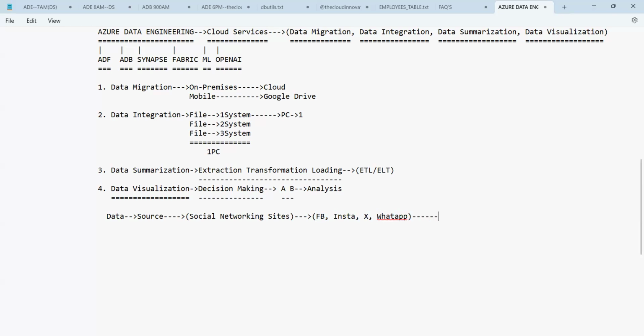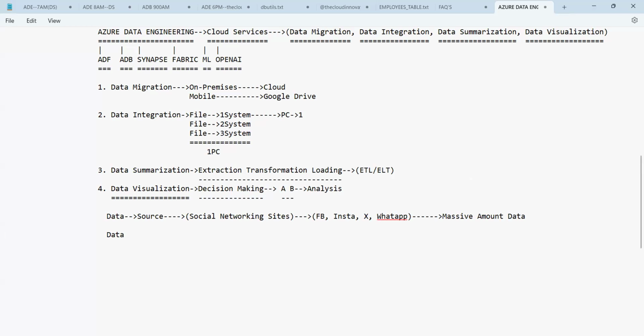So they generate the data that is called information. And this information will be in which form here? Massive format. That is nothing but a massive amount of data, a huge volume of data. So we can say that you can get the data from various sources.